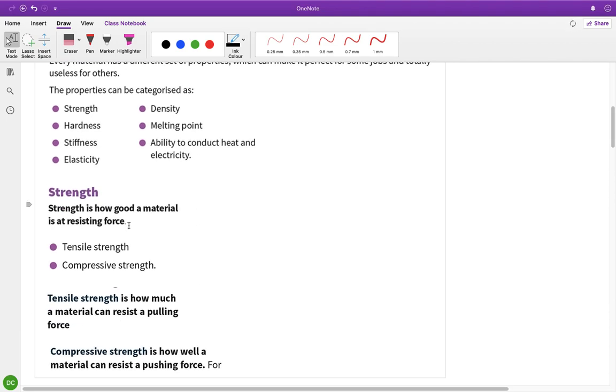Okay, so strength. If I asked you in an exam what is strength, or you might get a list of materials and be asked to state which one is strong. It's the ability to resist force. Now, something I wasn't sure you'd know is there's two types of strength, tensile strength and compressive strength. I don't know if you've heard of tensile strength, but tensile strength is normally about, let me write this down, the ability to resist pulling force would be a good way of saying it.